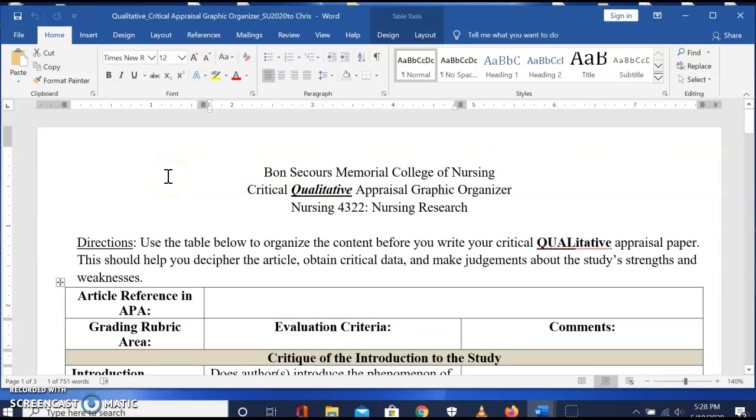We also have an Ask the Faculty area if you need more help. If you have more questions about everything that's in this graphic organizer or in the paper, that's the best way to get information from us as your faculty.